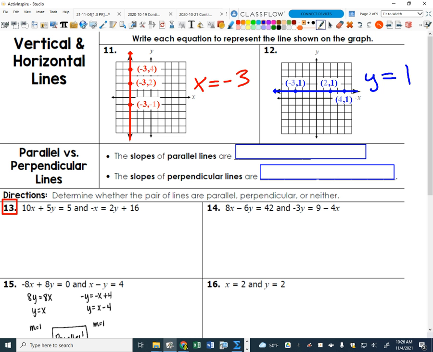Vertical lines are always named by their X coordinates, and horizontal lines are always named by their Y coordinates. If you want an easy way to remember that, just think about where they intersect an axis. Where does a vertical line intersect an axis? At X equals 3, right? Where does a horizontal line intersect an axis? Well, a horizontal line only intersects the Y-axis, and it intersects it at Y equals 1. Okay? All right.